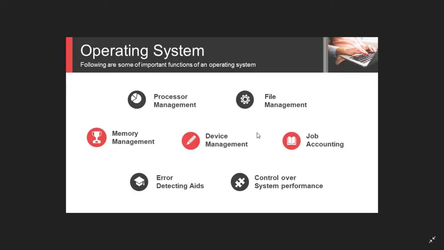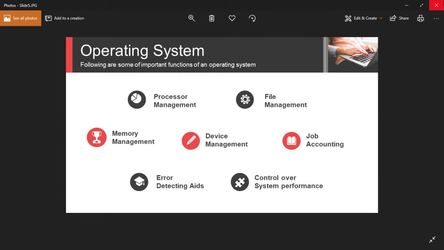Next. So, the following are some of the important functions of an operating system. First is the memory management or the main memory. Second is the processor management or the process scheduling, or which process gets the processor when and for how much time.